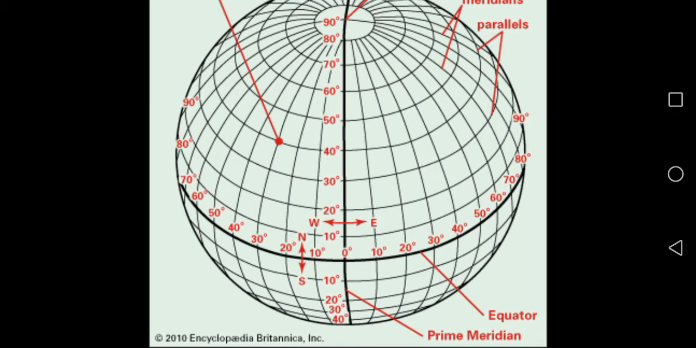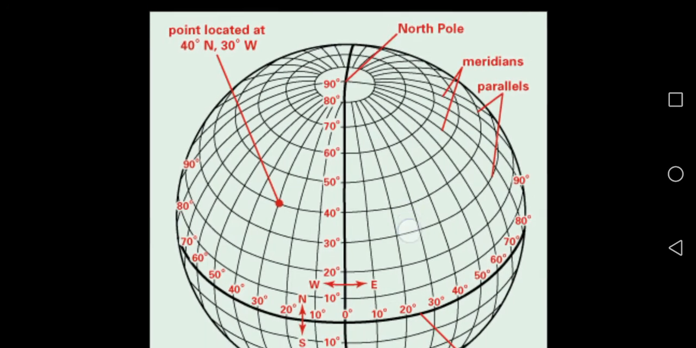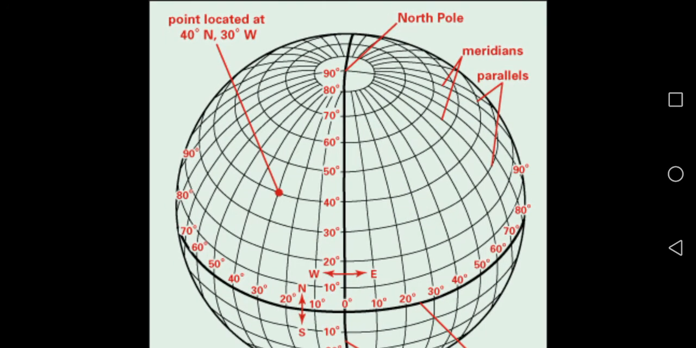But in other countries, other meridians, other longitudes are being picked up. You are watching a grid here, which is showing a network of vertical and horizontal lines, and afterward it is also showing the gap of the degree, and it is showing the important points also, such as 40 degree north and 30 minute west.